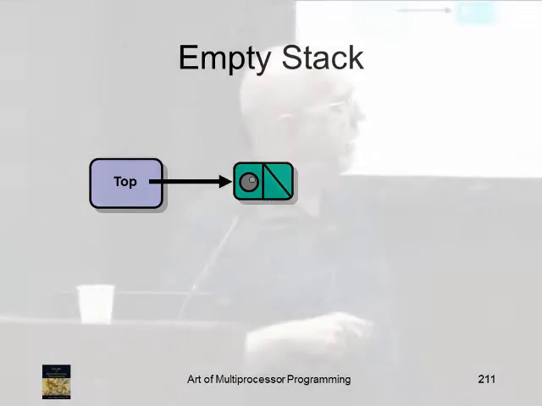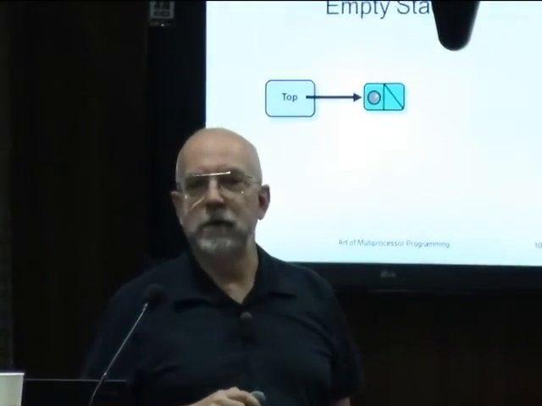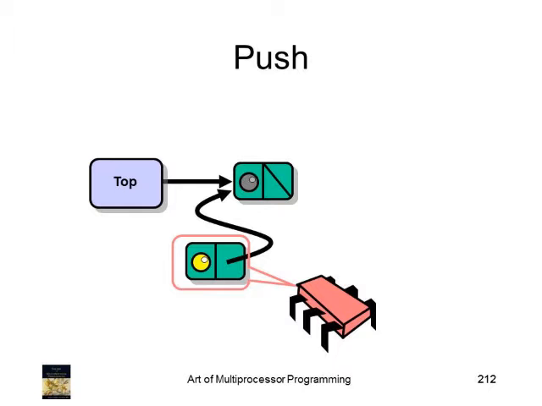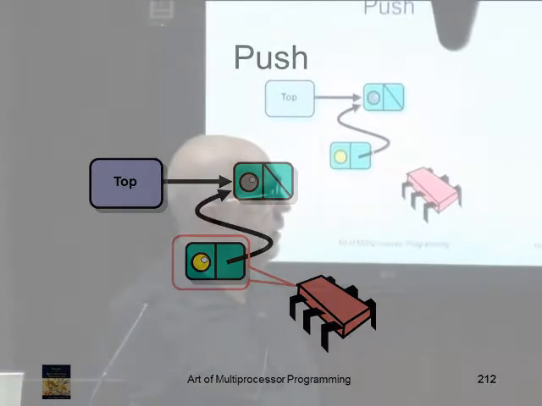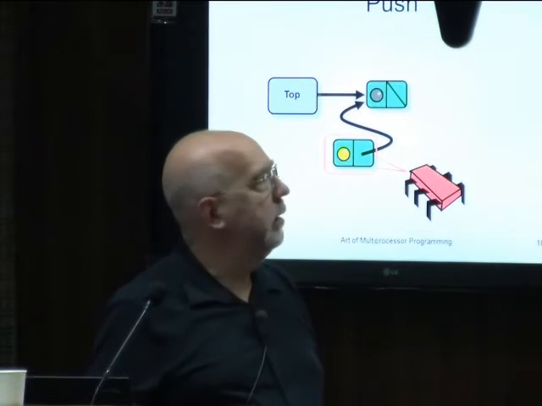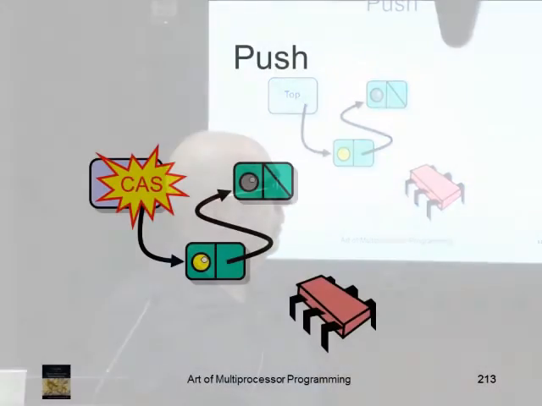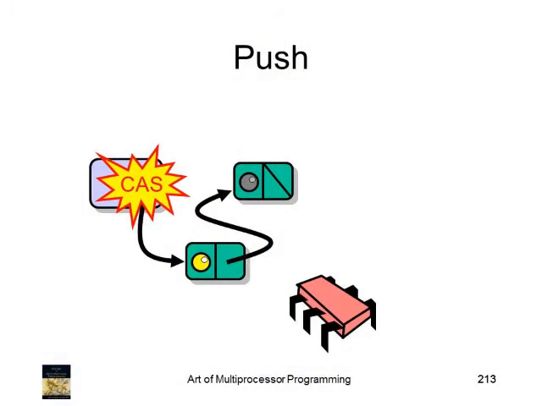We have a pointer to the top of the stack. We have a sentinel node, just as before. So when I want to push, I create a new node. I set the reference to point to the sentinel. And now I do a compare and swap. And now my node is at the top.